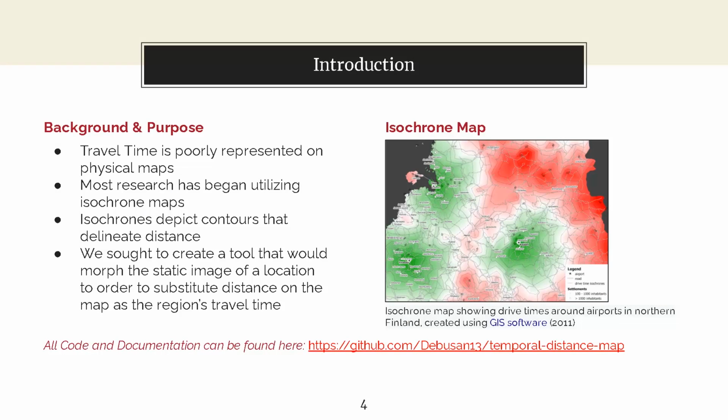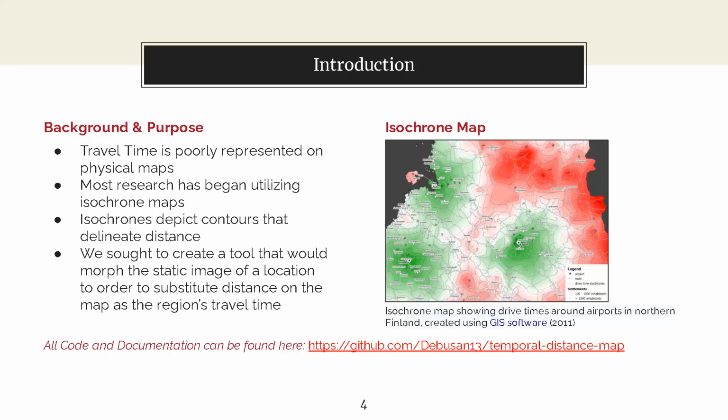So, introducing the temporal distance map. We essentially started with the idea of the typical map. The typical map represents an area in terms of physical distance as opposed to travel time. And so we were thinking, how do people show travel time in maps? Most research, and most people, if they want to denote a map in terms of its travel time, use the isochrone map showcased on the right.